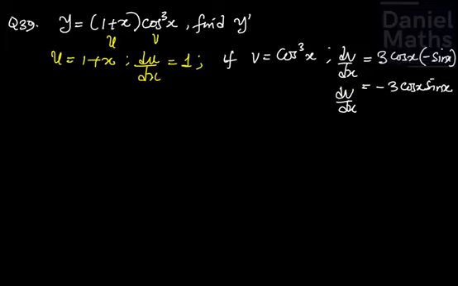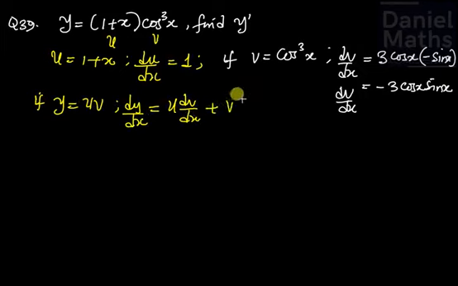Okay, so now let's go ahead and plug in the formula for our product rule. The product rule says that if y is equal to uv, then it therefore means that dy upon dx is equal to u times the derivative of v with respect to x, plus v times the derivative of u with respect to x. So this is what we have.